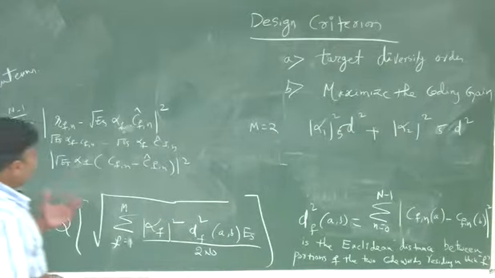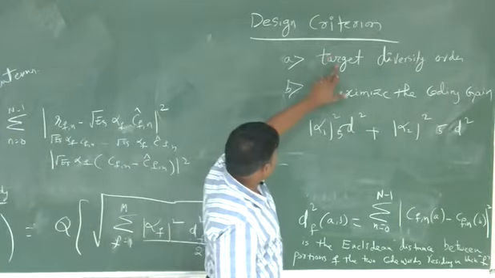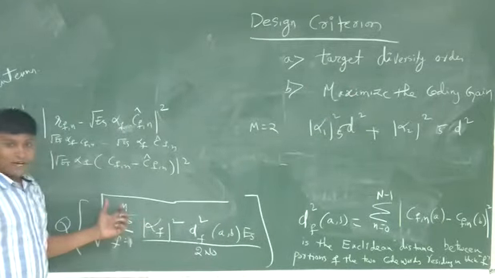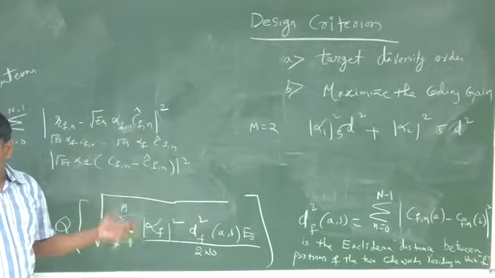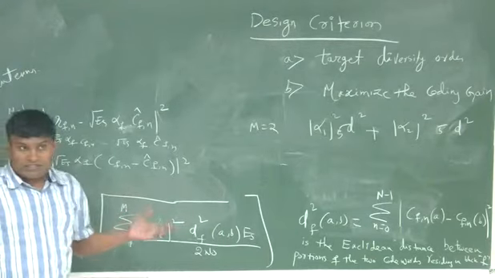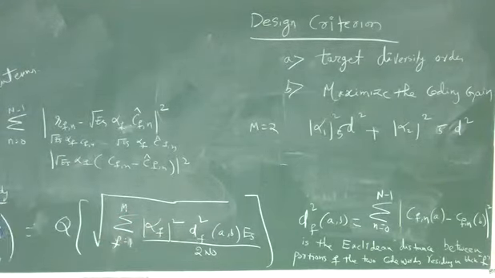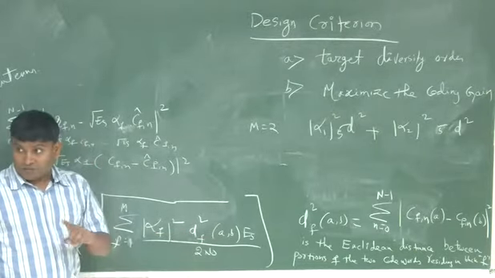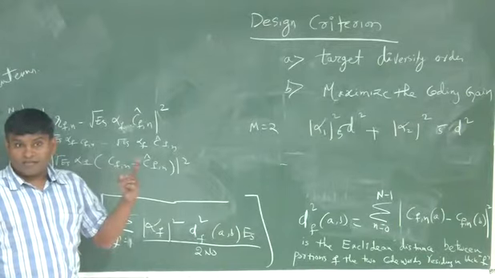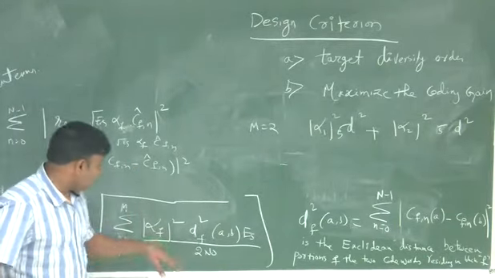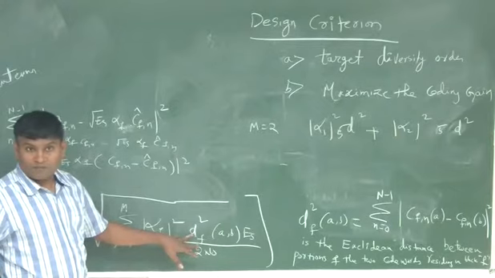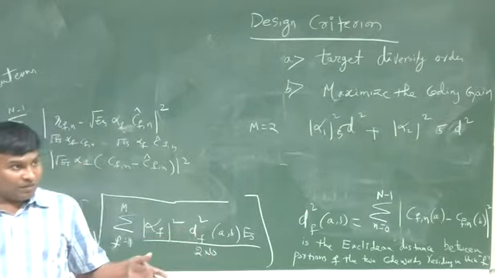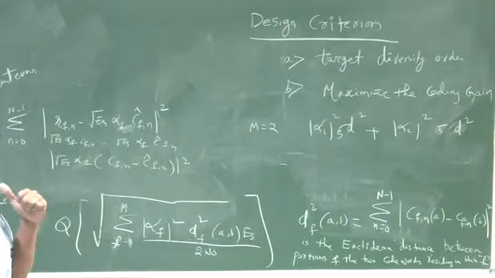Okay, so you yourself answered the design criteria. Target diversity order: I could have m, m minus 1, m minus 2, whatever is the target. You set yourself a target and you get that much diversity order. And then you make sure these are as equal as possible. That's not the only criteria, but the total sum of these distances should also be maximized.